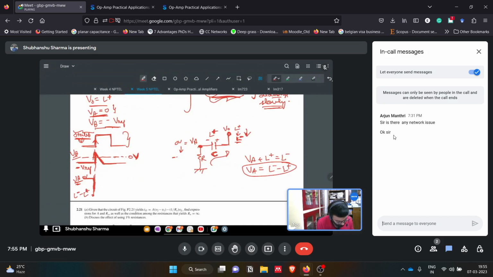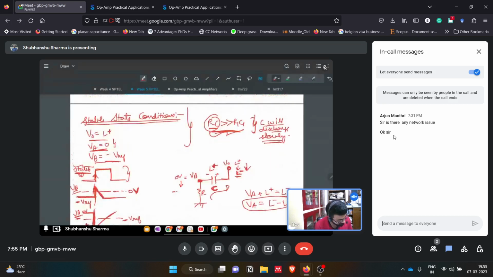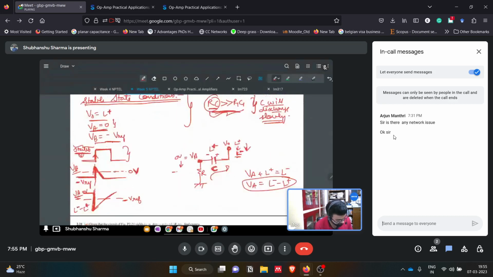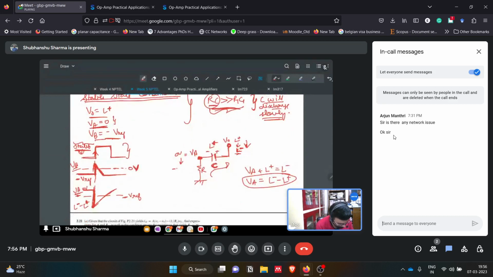Then now this VA has become like this. Now this capacitor will start discharging, or we can say start charging. So this capacitance voltage will start changing like this. Once it reaches minus Vref voltage, so once this capacitor voltage reaches minus Vref, then what will happen?